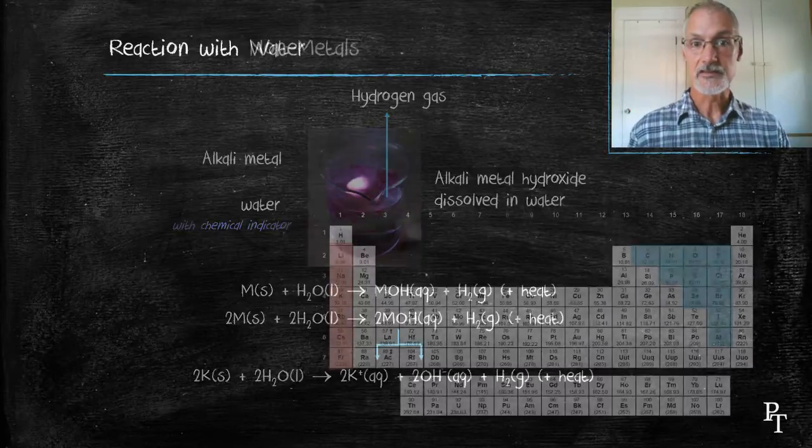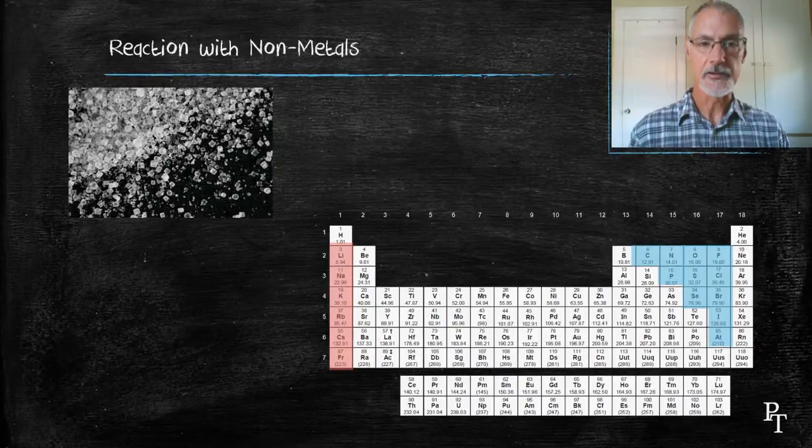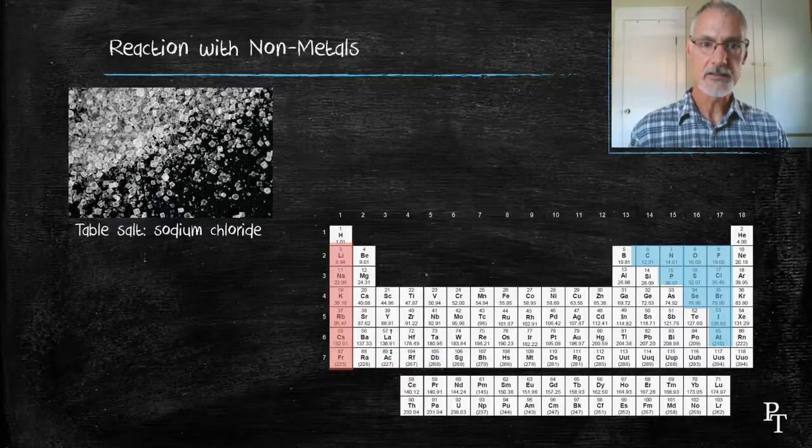Alkali metals also will tend to react with nonmetals, and they will tend to form a group of compounds that are called salts, and this again is a picture of common table salt. So let's take a look from the metal side. We'll use sodium as our example of the alkali metal with a 3s1 valence electron configuration, and chlorine from our nonmetals, which has a 3s2 3p5 configuration in its valence shell.